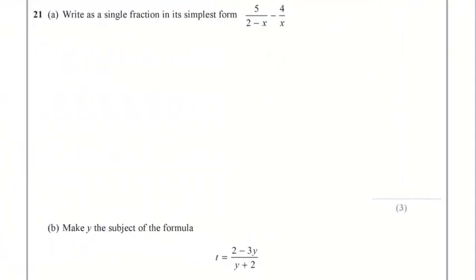Okay, we've got this question, 21. A, write as a single fraction in its simplest form, 5 over 2 minus x minus 4 over x. Well, this is a bit of algebra plus knowing how fractions work. So let's just do a quick reminder of how we add or subtract fractions. Let's have a look.